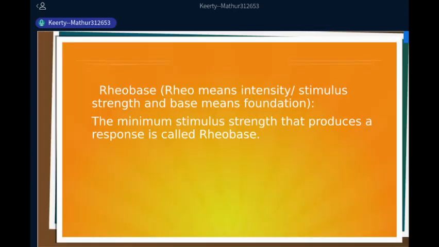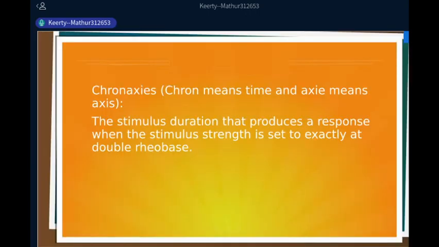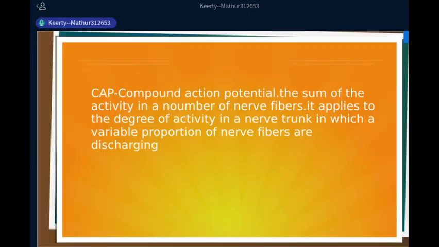Then we talk about two terms. One is Rheobase and another one is Chronaxie. Rheobase: rheo means intensity or stimulus strength, and base means the foundation. So the minimum stimulus strength that produces a response is called the Rheobase, while Chronaxie means time, and Xc means excess. It is the stimulus duration that produces a response when the stimulus strength is set at exactly double the Rheobase. This will be more clear with the picture.